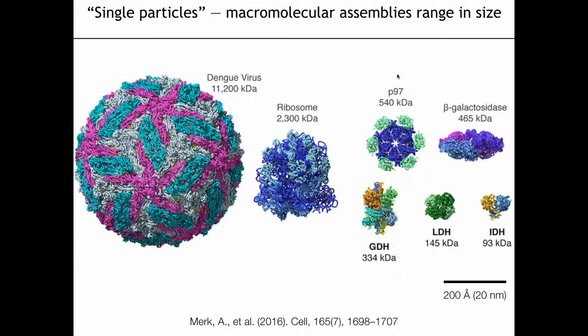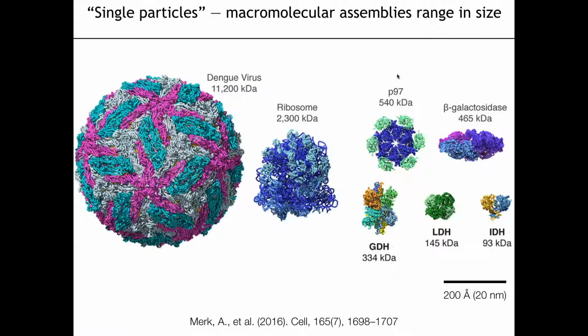Now, dengue virus, here's a scale bar, 200 angstroms, maybe about 800 angstroms or something like this. So 80 nanometers, right? For single particle, that's quite large, but of course, EM allows you to image much thicker specimens than just 80 nanometers.